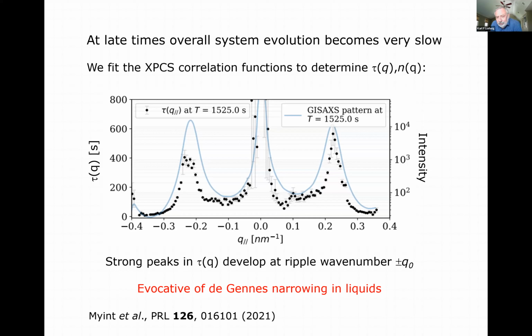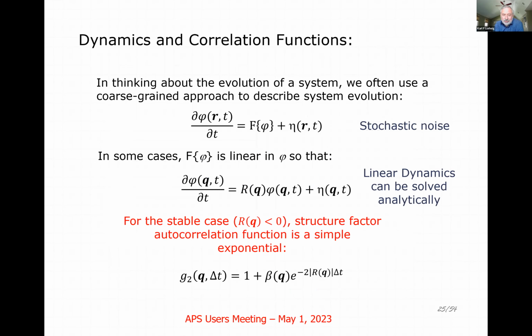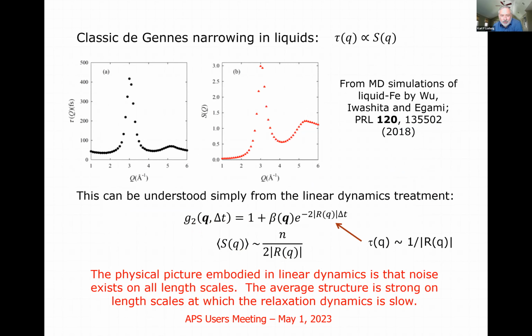This peak behavior, where the time scales for relaxation follow the intensity of the overall scattering, is very evocative to us of de Gennes narrowing in liquids. And de Gennes narrowing can really come back to this linear dynamics behavior, which suggests that you should have a simple exponential relaxation. And in fact, that relaxation time should be inversely proportional to the structure factor.